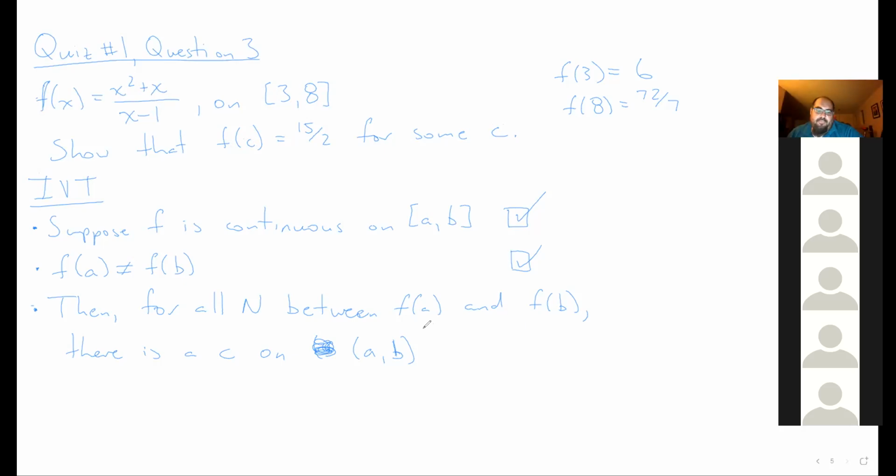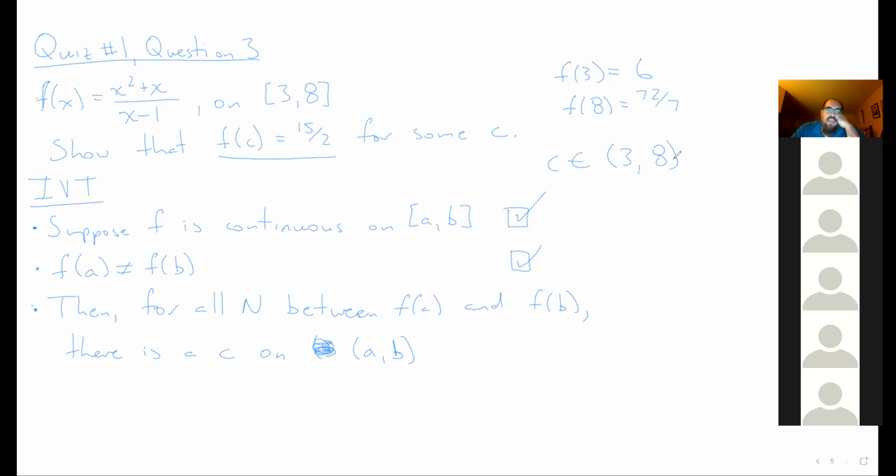All right, so there is a c on this interval. So basically that's how we show that. We satisfied all of the conditions of the intermediate value theorem. That's why we get to say this. So we have f of c equals 15 halves for some c, and that c is somewhere on this interval. Bigger than 3, less than 8. Okay, that makes sense. So that was part A.